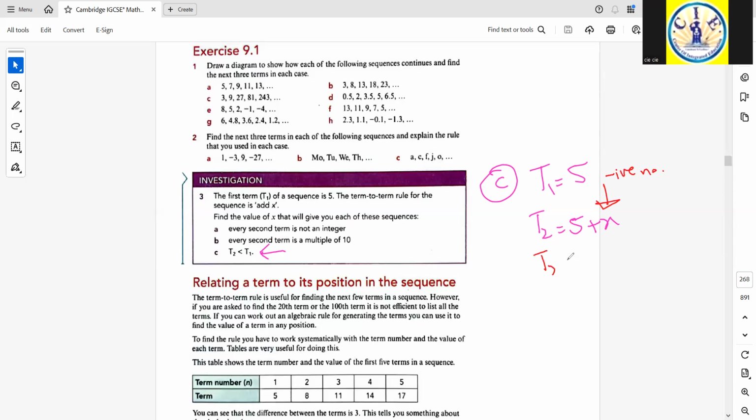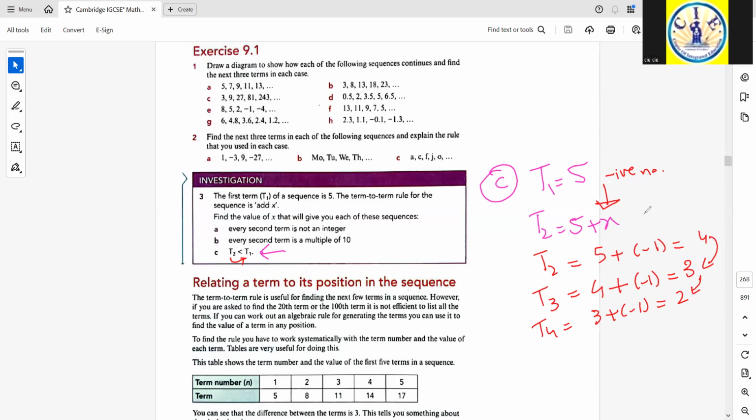For example, if I add negative 1, I get 4. After this T2, for T3, if I add negative 1, I get 3. And for the fourth term, 3 plus negative 1, I get 2, and so on. You see that every next term is being decreased from the previous term. That means the next term is going to be lesser than or smaller than the previous term.